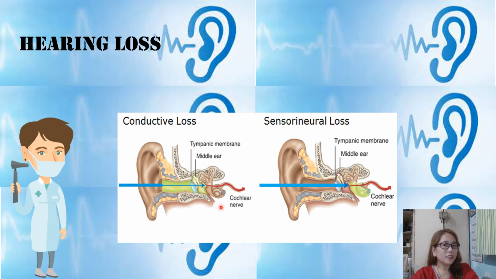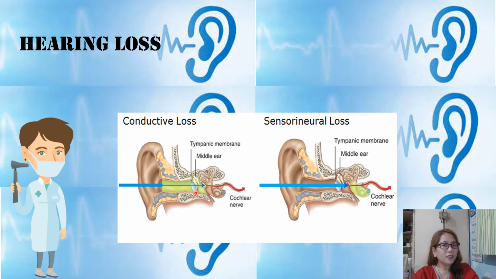So, conductive hearing loss and sensory neural hearing loss. Again, conductive hearing loss can occur when the sound conduction is impeded through the external canal. Yan. So, nakita nyo merong green dyan, no? The external ear canal and the middle ear, or both. Okay, so this is conductive hearing loss if the affected area is the external ear canal and the middle ear.